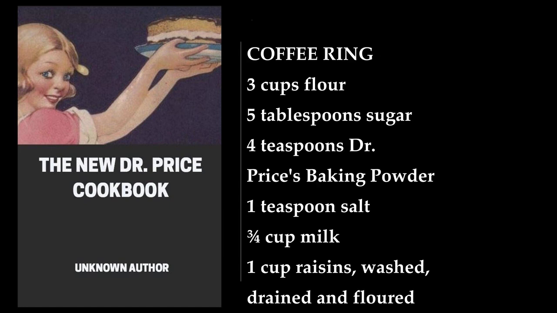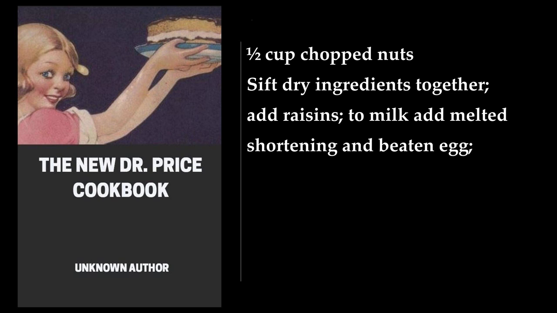Coffee ring. 3 cups flour, 5 tablespoons sugar, 4 teaspoons Drive Prices baking powder, 1 teaspoon salt, 3/4 cup milk, 1 cup raisins, washed, drained and floured, 3 tablespoons shortening, 1 egg, 1/2 cup chopped nuts. Sift dry ingredients together, add raisins, to milk add melted shortening and beaten egg.